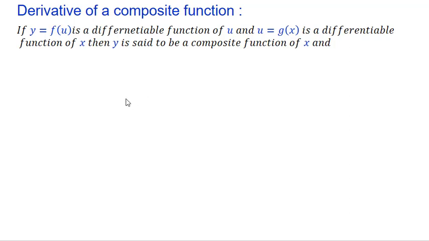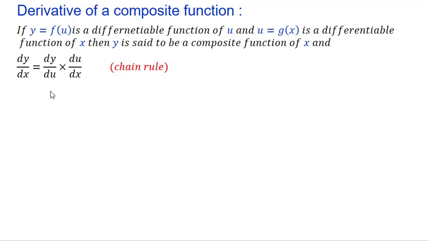And u is g of x, that means u depends on x. So we can say that u is 2x say. So u depends on x and y depends on u. So what we can say is that y indirectly depends on x, and I will say that y is a composite function of x. Now in this case, to find the derivative of y with respect to x, we use the chain rule.